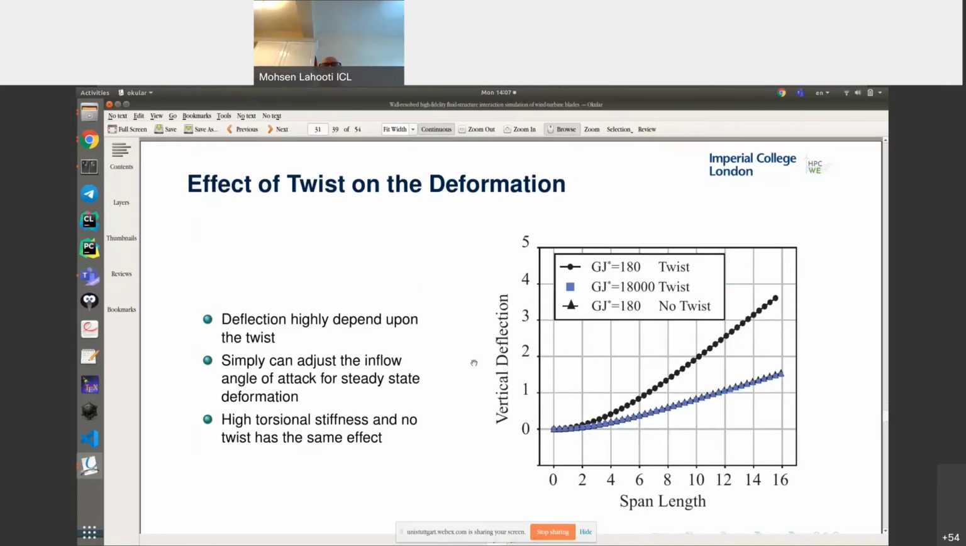Another one is the effect of the twist of the structure. As we can see from the comparison between a case with a very high twist stiffness and the one that didn't consider the twist, they overlap each other. So I'm comparing this with the one where we consider the twist with this twist value. So considering the twist in simulation when we have highly separated flow or large deformation could be an important factor in predicting the deformation of the structure.